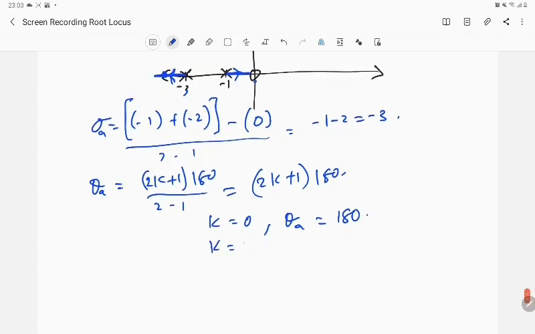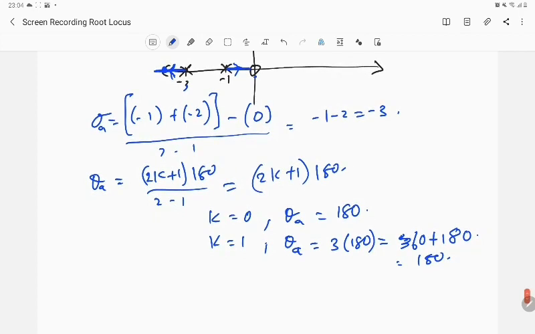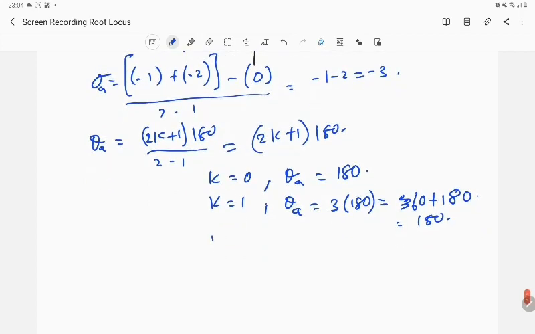If I choose k equals 1, I'll get theta a equals 3 times 180, which is 360 plus 180, which is the same as 180. If you take an angle, 360 plus 180 is the same as 180. If you take k equals 2, you get theta a equals 5 times 180, which is 360 plus 360 plus 180, which is 180.